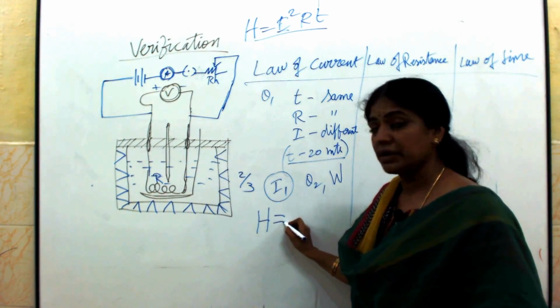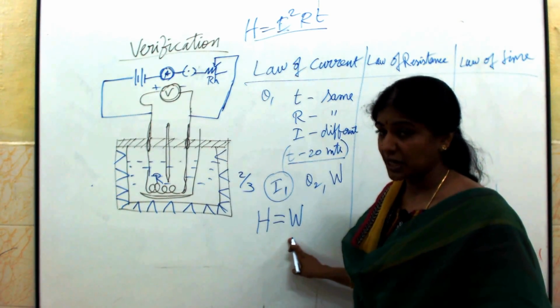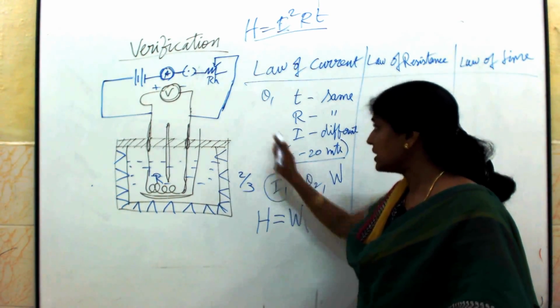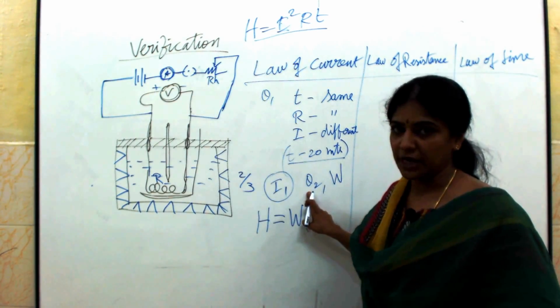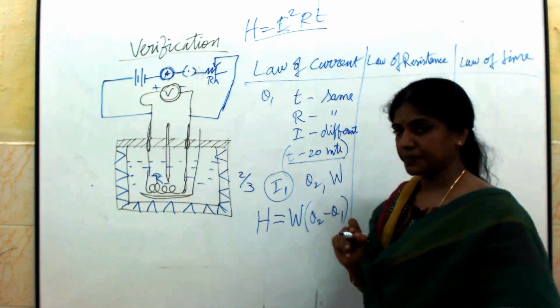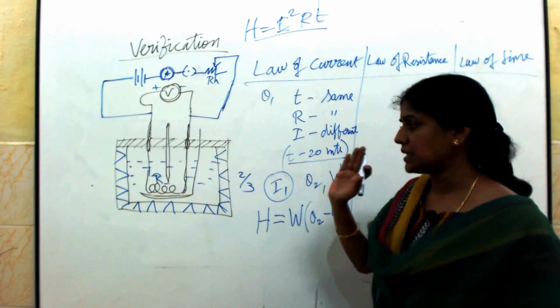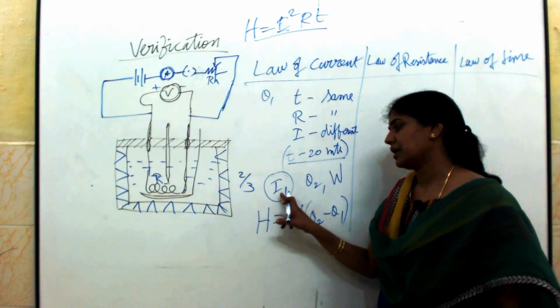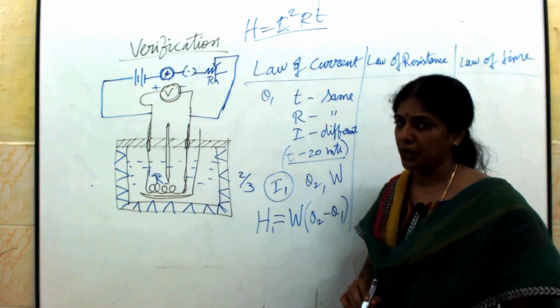We are going to measure the amount of heat produced in this resistance R. That is measured by the formula H is equal to W, that is the specific heat capacity, into the difference in temperature. This is the initial temperature and this one is the final temperature, theta 2 minus theta 1. So by using this formula, I will find out how much heat is produced by passing the current I1 for 20 minutes. Let that heat produced be H1.